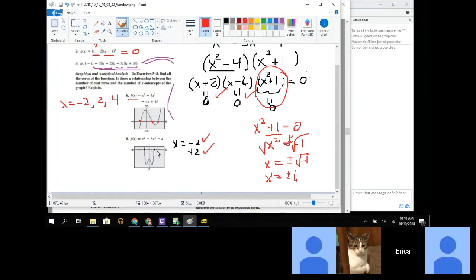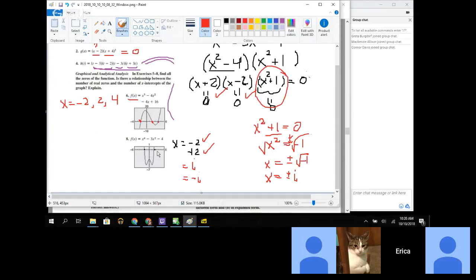Okay, so the roots are x equals -2 and +2, and I and -I. Those are all my roots of my equation. So now I have 4 roots. 2 are real and 2 are complex.